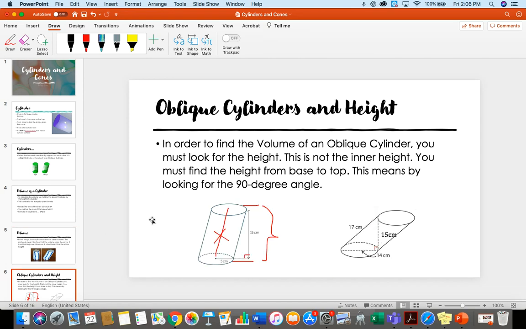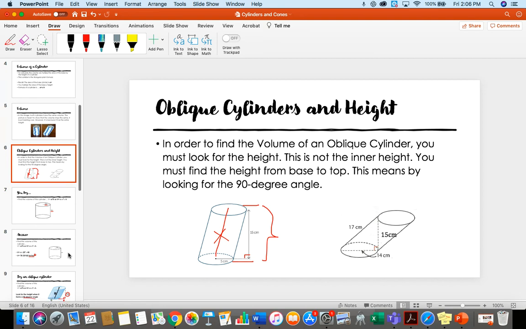In order to find the height of oblique cylinders, we have to make sure we are not looking at either the side length or a height indicated by the middle, because that is inaccurate. We want to figure out where the 90-degree angle is, because that 90-degree angle tells us that we are measuring the height from base to the top. We are not slanting it in any way. It's kind of like when you measure yourself: you use a measuring stick and put it on a 90-degree angle and you stand up high, and that's how you figure it out. So it's kind of similar to this.